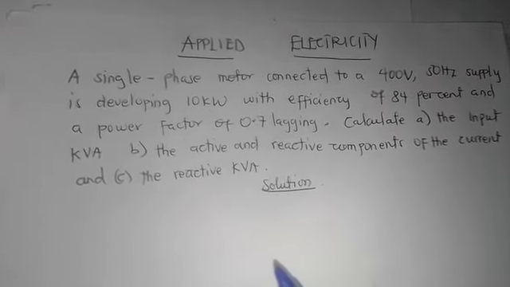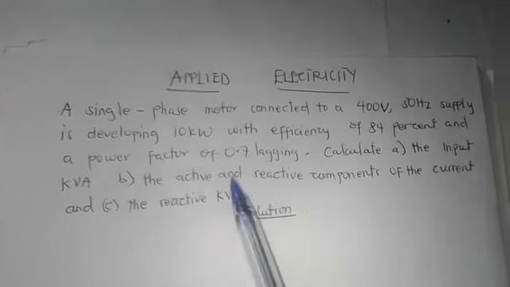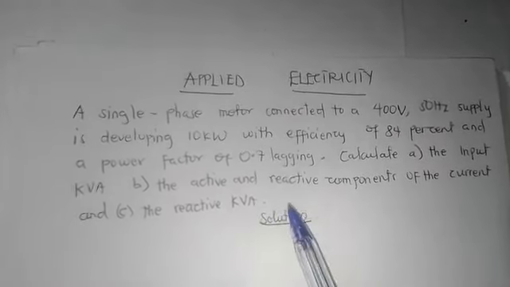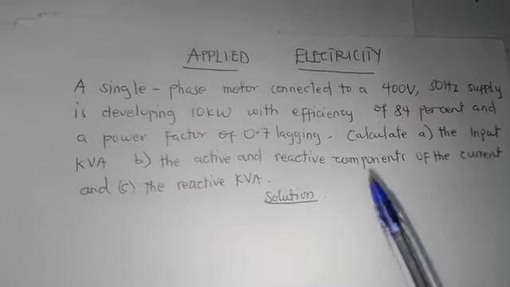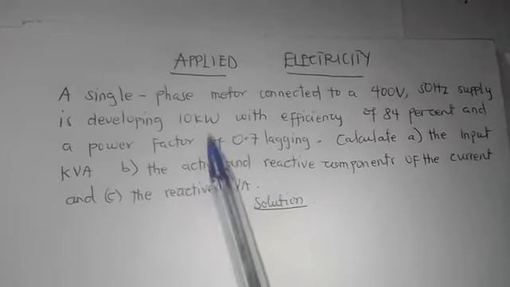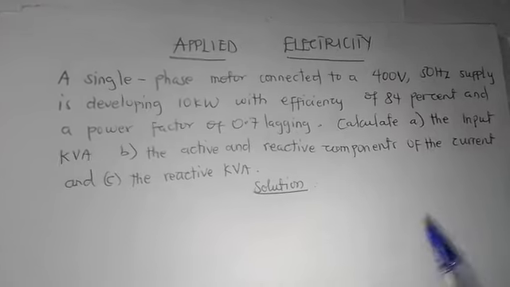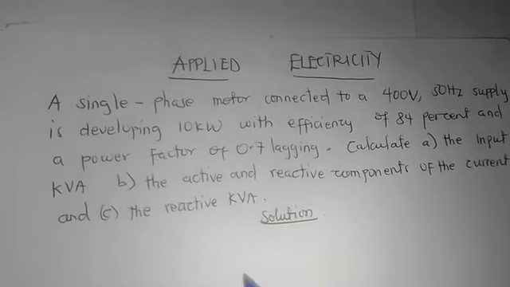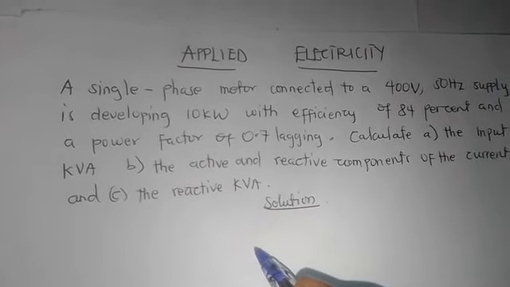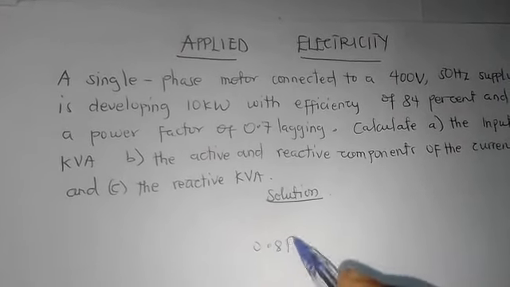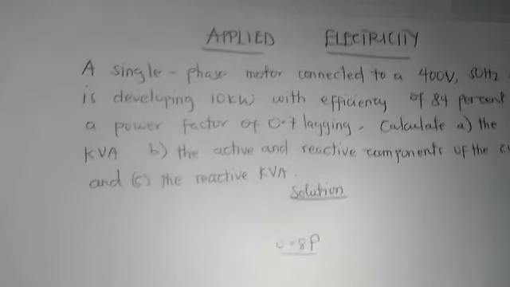So let's move straight. We were given the active power and the power factor is lagging. But the active power has an efficiency of 84%, meaning that not all of the 10 kilowatts is absorbed, but rather 84% of it, and the rest will be waste. So the active power is now 0.84 of P.